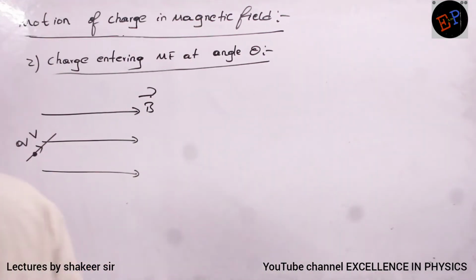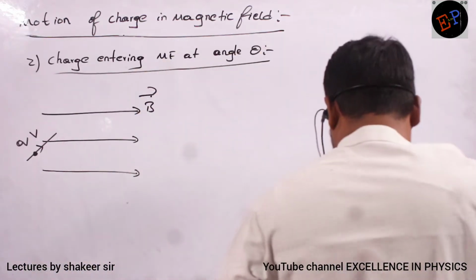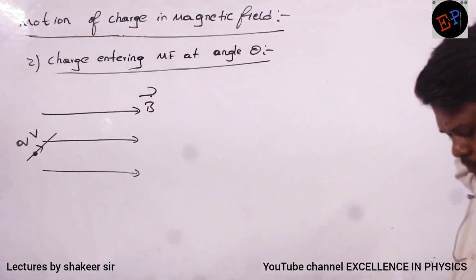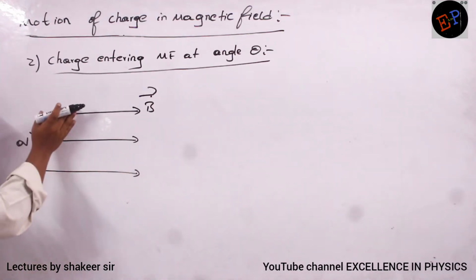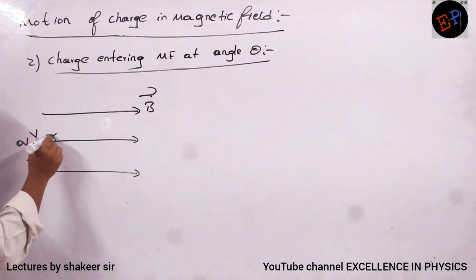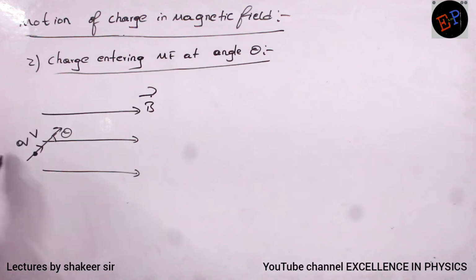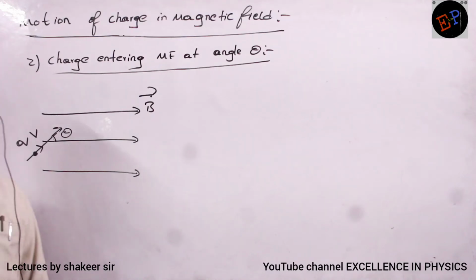See, second application is a charge entering a magnetic field at an angle other than 90 degrees. Other than 90 degrees means what? Instead of 90, any other angle. So see here, this is the direction of velocity and this is the direction of the magnetic field. The angle is theta. Are you able to understand? So previously it was entering at 90. Now we are taking an angle other than 90. So it may be greater than 90, it may be less than 90.